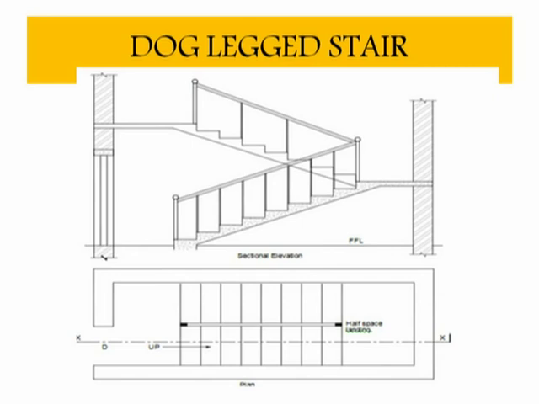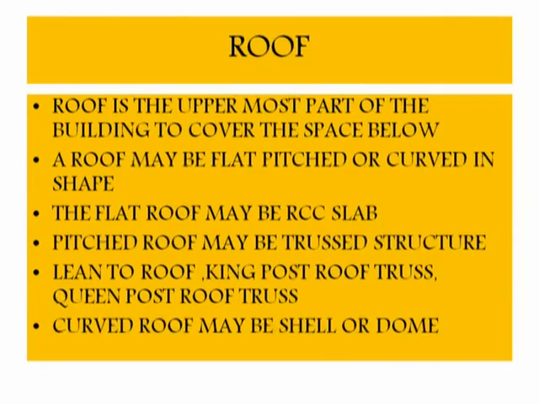Two flights are there. After the landing, the second flight starts. So for climbing from one floor to another floor, a total of two flights are provided in this way. This is an example of a dog-legged stair.